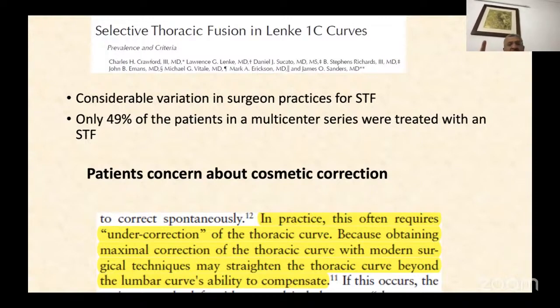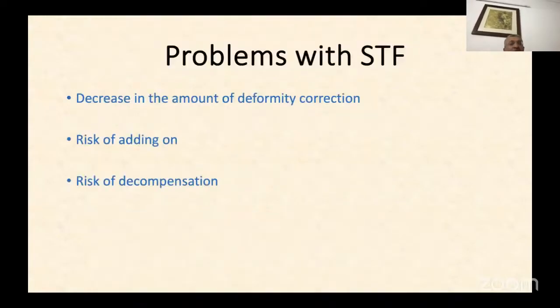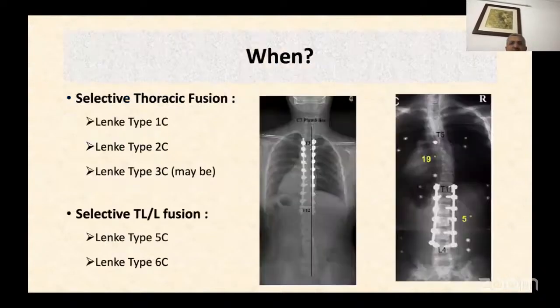There is concern with regards to the patient and the surgeon, because you have to do an undercorrection. That's number one. Number two, there is a higher chance of problems of adding on. Therefore, the spine doesn't look that much straighter. There could be adding on and compensation. And that's why a lot of us, whenever there is a doubt, tend to go for non-selective fusion, going up to the stable vertebra down in the lumbar spine. Because there are problems with selective thoracic fusion: the decrease in the amount of deformity correction, risk of adding on, and risk of decompensation.